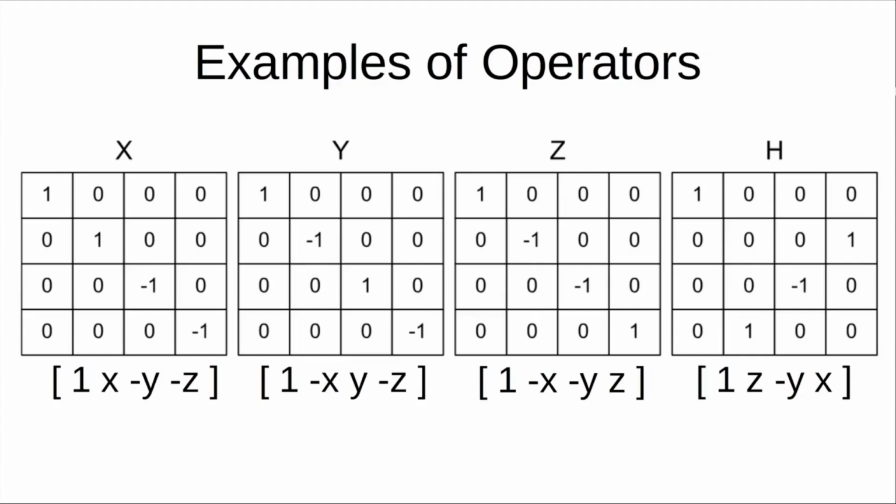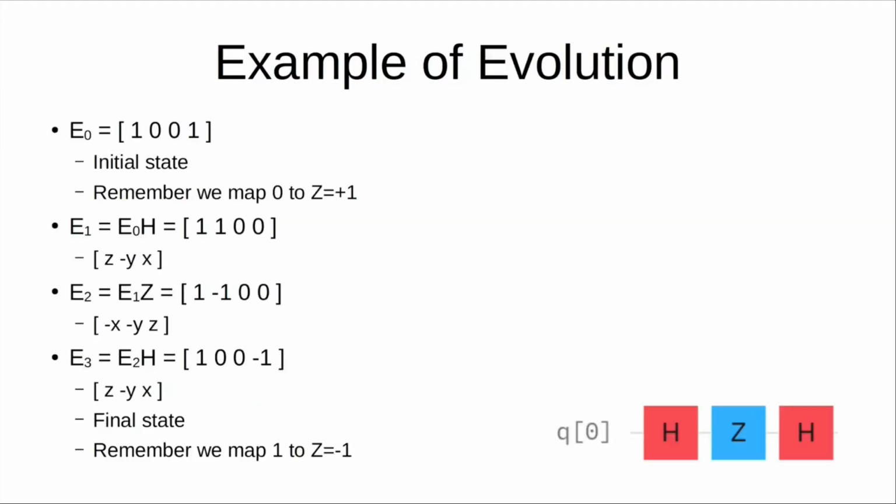Now, here are some actual examples of some operators. The first operator is called the x operator, and it negates the y and z values. Then you have the y operator that negates the x and z values, and you have the z operator that negates the x and y values. The last one here is the h operator, and it negates the y value, but it also swaps the z and x values.